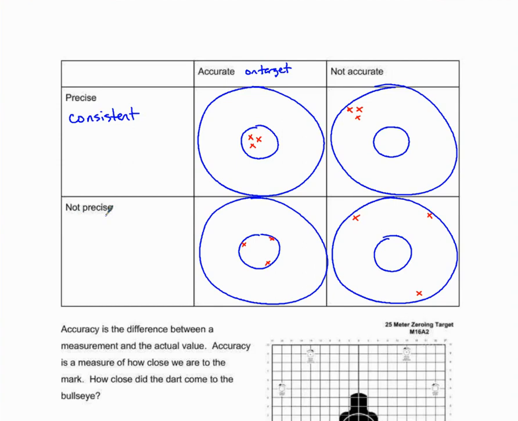If you look here, we're not precise, but we're accurate. So we are on target, but we're not very consistent. They're relatively far apart. Up here, we are not accurate, we're not on target, but we are consistent. They're all in a pretty tight grouping. And then our bottom right corner, this is just not very good.